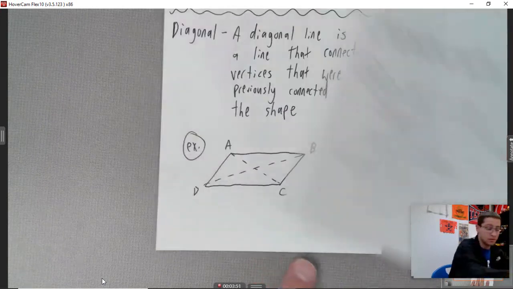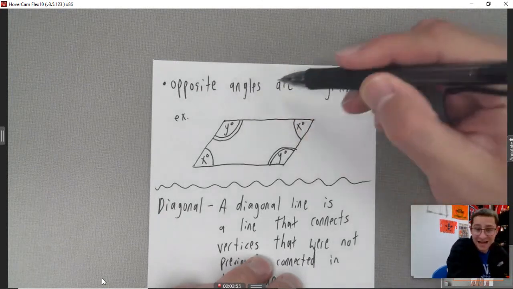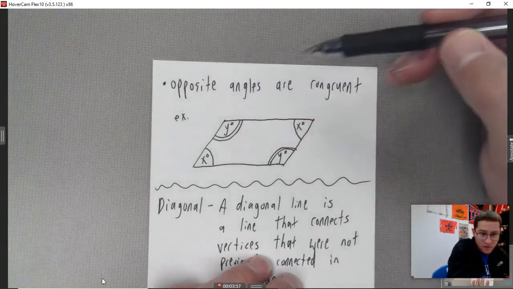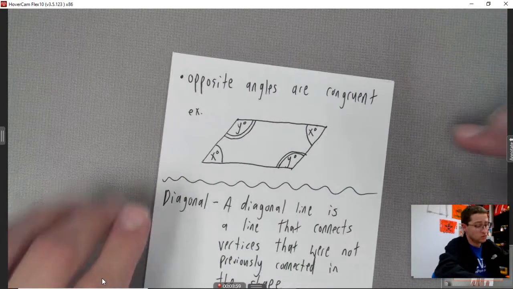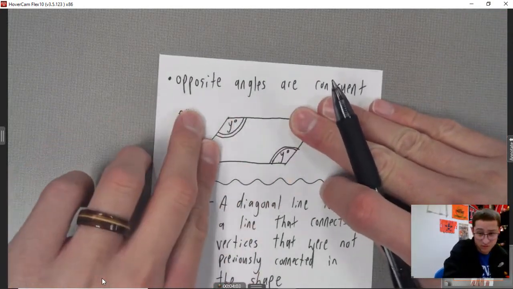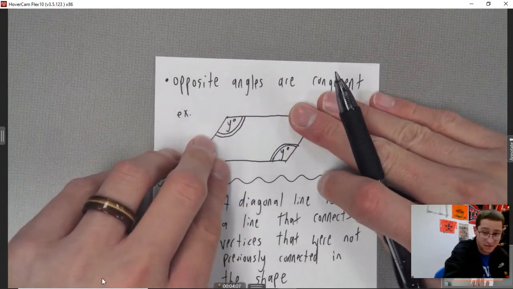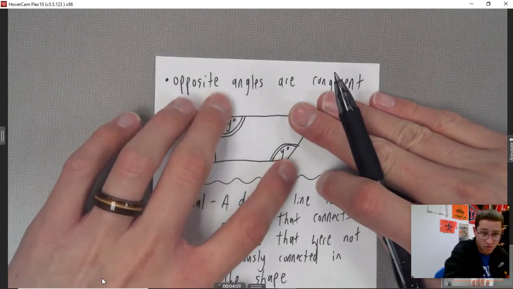Cool, that's another card. All right, next property: the opposite angles are congruent. The opposite angles. So here's what's going on here. Y and Y are directly across from one another. They're not consecutive. They are across from one another.